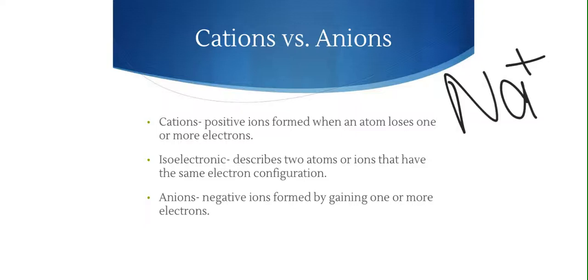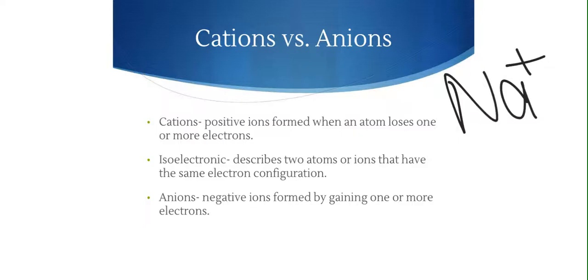Now, don't get this confused. I'm not saying that sodium and neon are the exact same atom, because we're not losing protons. We're not gaining protons. You cannot do that. We are only losing and gaining electrons. But when you lose or gain an electron and those look similar to a noble gas, they become isoelectronic.